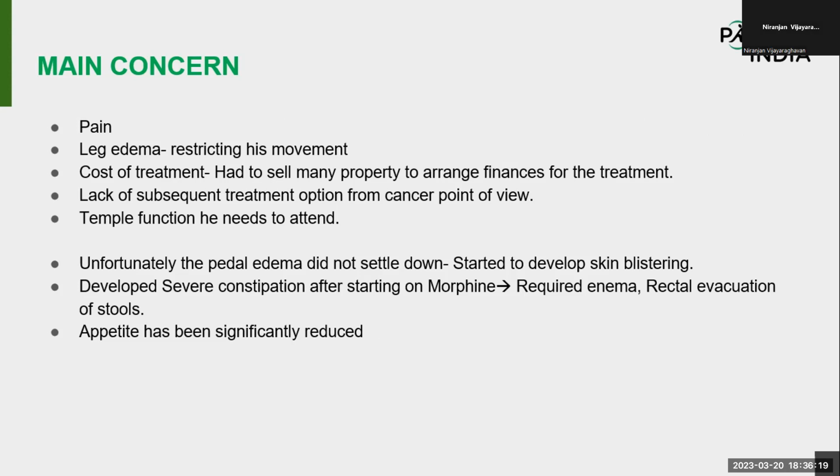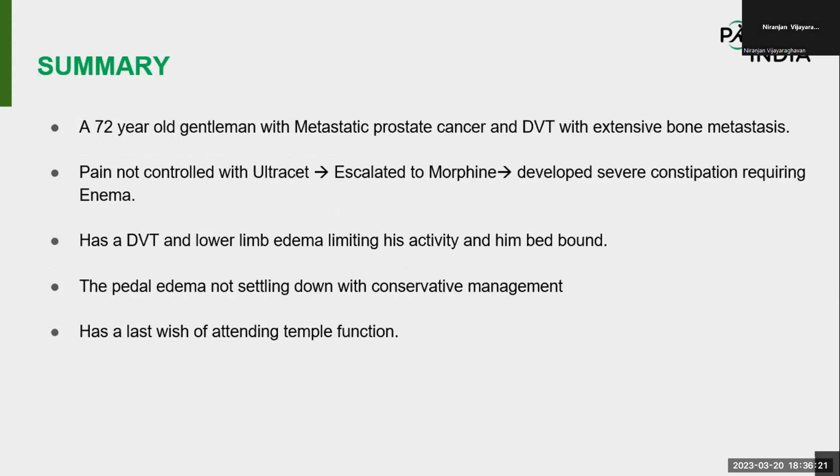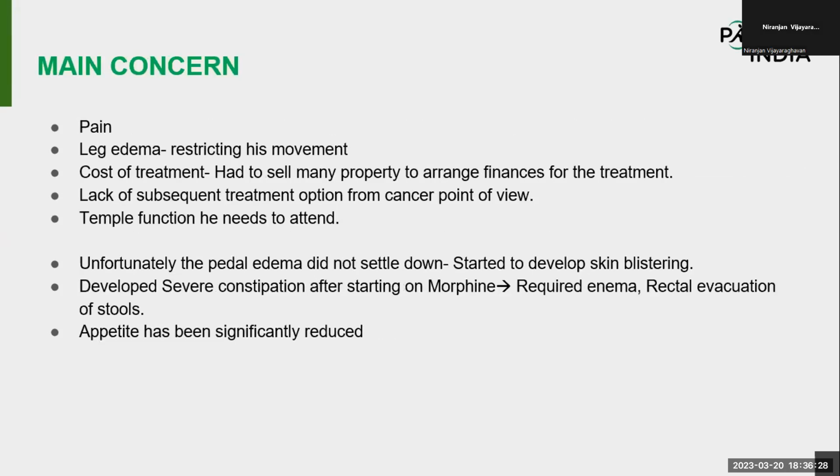To summarize, a 72-year-old, and one more thing, previous slide, please. The appetite has significantly reduced because of this condition, and we couldn't give dexamethasone to improve the appetite because he was on immunotherapy. We can't give medroxyprogesterone acetate because he already has a DVT. So regarding appetite stimulants, we were wondering what else we could do to help him out. Next slide, please, madam.